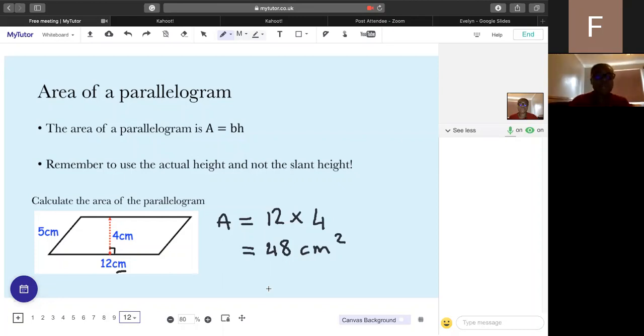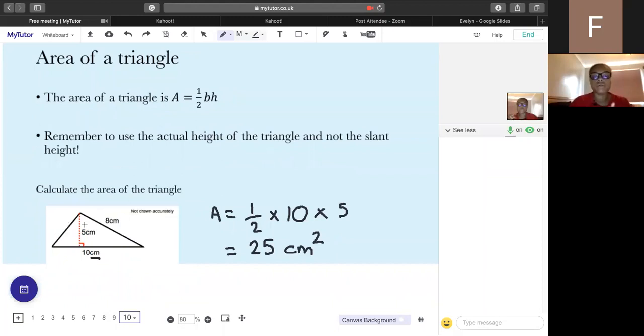Right, the slant height. So the slant height is this one here. This isn't your actual height. That's not the height of your shape. Now we want the actual vertical height. We want to see how tall it is. So we always have to use the one that's going vertically between your 2 parallel lines. Same thing with your triangle as well. You always want your vertical height, not your slant height.